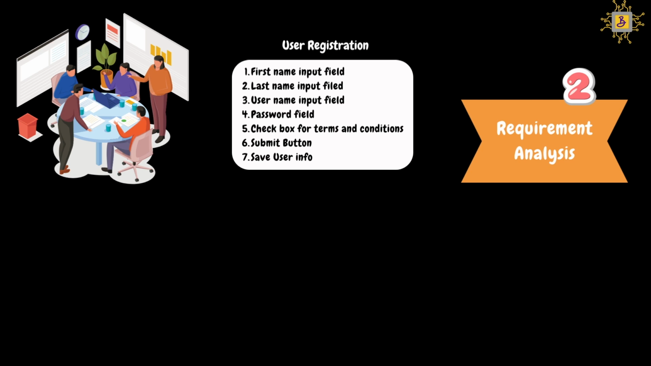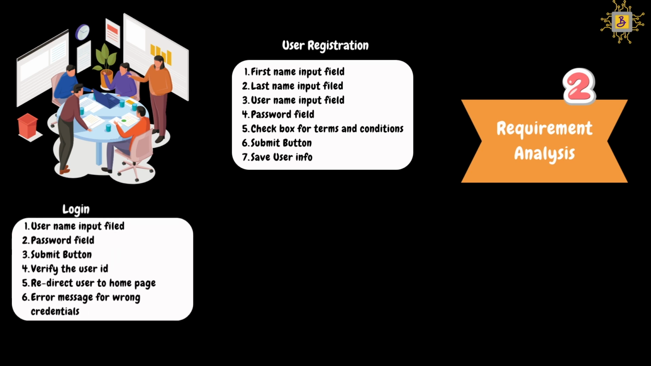Now let's look at the login feature. In the login feature as well, the application should allow the user to type his username and password. So it should have the respective input fields. Here as well, a submit button should be available for the user to click after filling in the information. Once the user clicks the submit button, the application should verify the details with the stored information. If the details match, it should redirect the user to the home page. Otherwise, it should give an error message like invalid credentials.